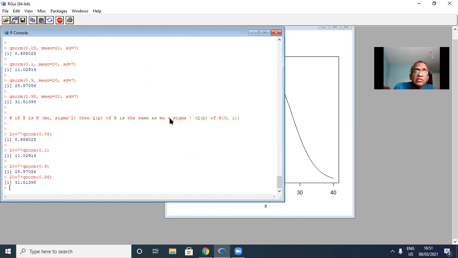That's because this formula here is valid, is a correct formula. That is, for a normal variable, the quantile function of this is the same as mu plus sigma times the quantile function of the standard normal.